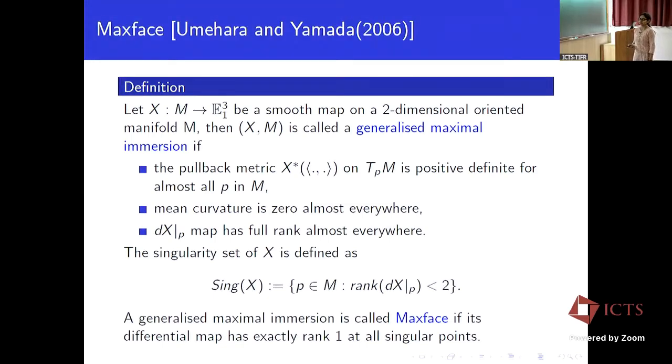A generalized maximal immersion is called a maxface if the differential map has exactly rank 1 at all the singular points. So they are similar to minimal surfaces, which are zero mean curvature surfaces in R3. But here, because of the metric, non-isolated singularities are generated, and there are other differences. For example, there are lots of complete minimal surfaces, but the only complete maximal surface is a plane.